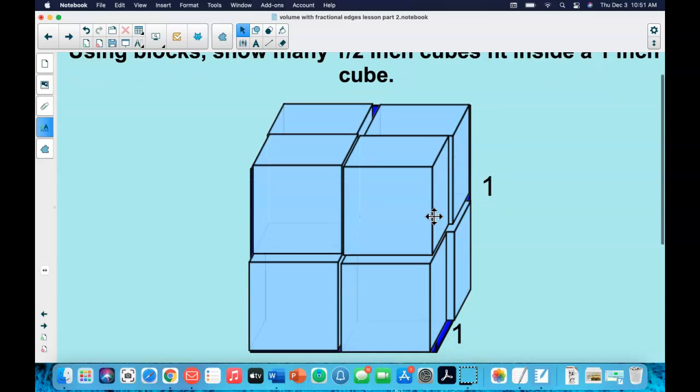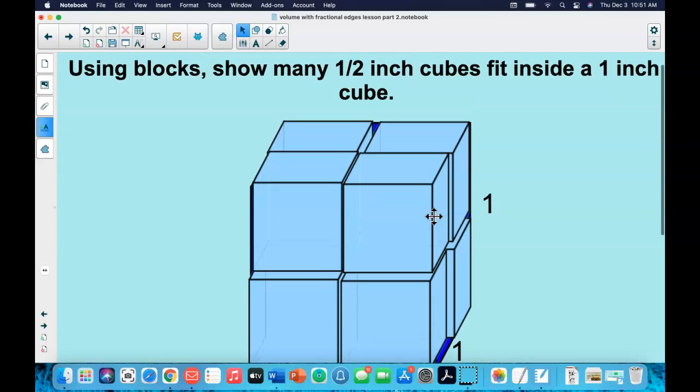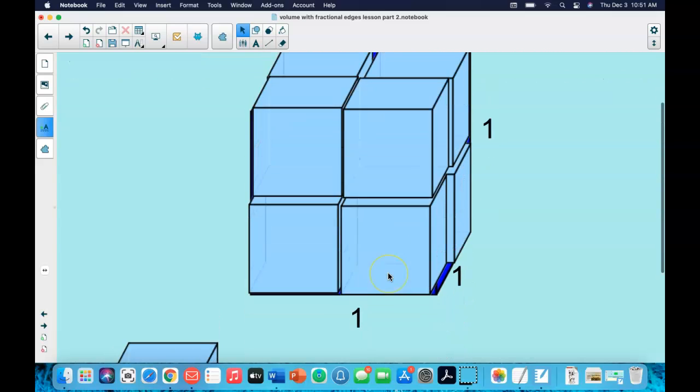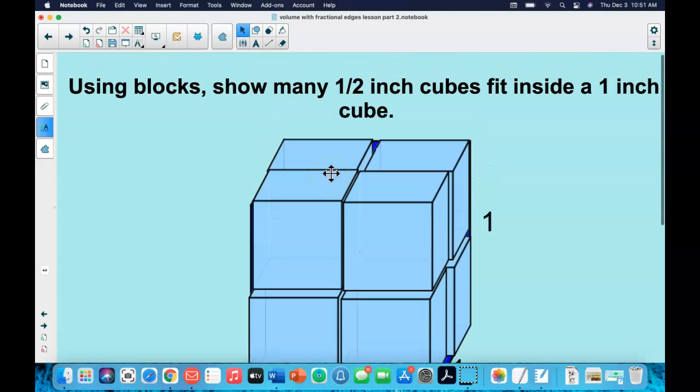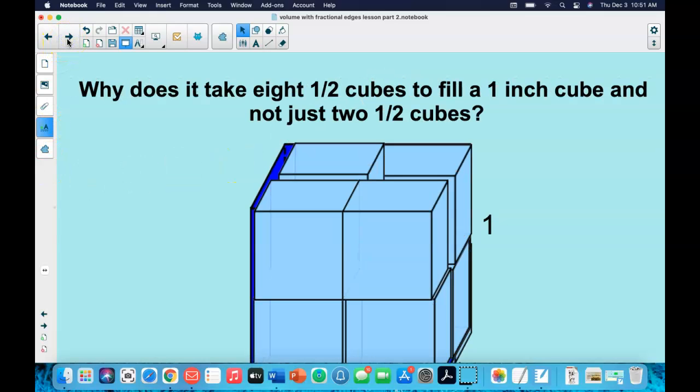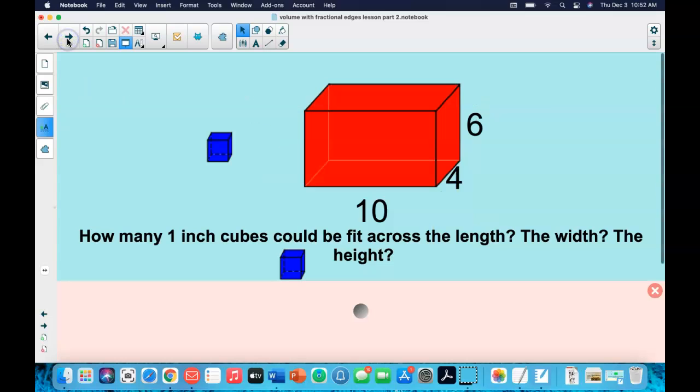So how many of these 1/2 inch cubes did it take to fill a 1 inch cube? Well, if I count them, I have 4 right here in the front, and then I also have 4 in the back. And so 4 plus 4 tells me that it takes 8. So the answer is 8. It takes 8 of the 1/2 inch cubes to fit inside of the 1 inch cube. So I'm going to go to the next slide.